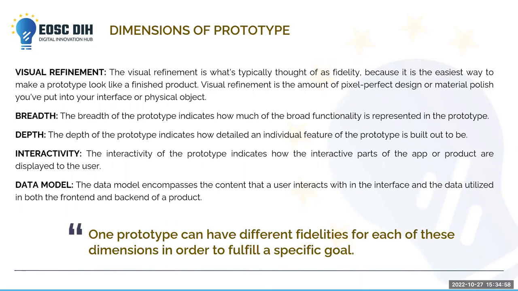I talked something about dimensions in the previous one. So depending on what your goal is, you will have to choose a lower fidelity prototype or a high fidelity prototype. But even in those, you can sort of affect the dimensions of it, right? So if you look at what these dimensions are, the first one is the visual refinement. Visual refinement is what you would think about as the look and feel of your product, right? So visual refinement is the amount of pixel perfect design or material polish.